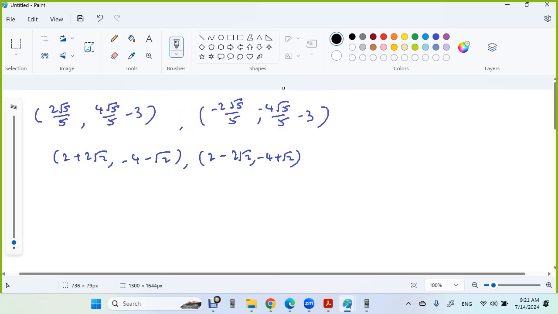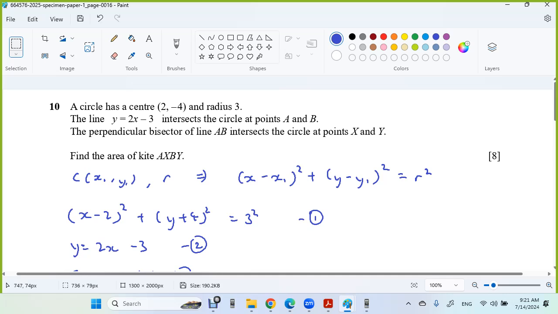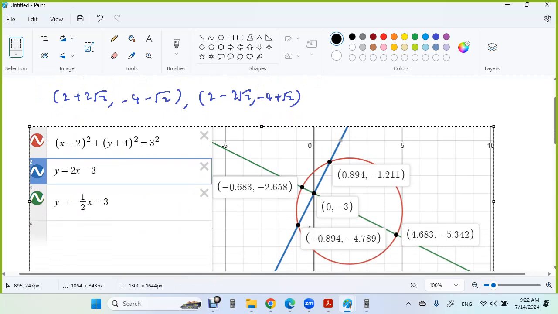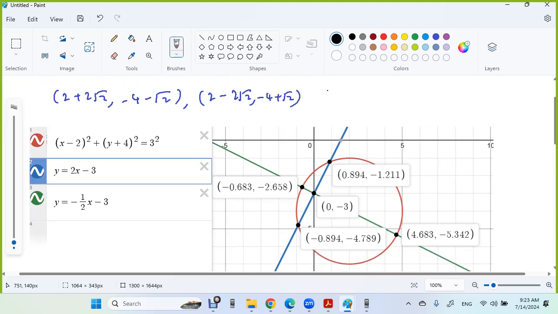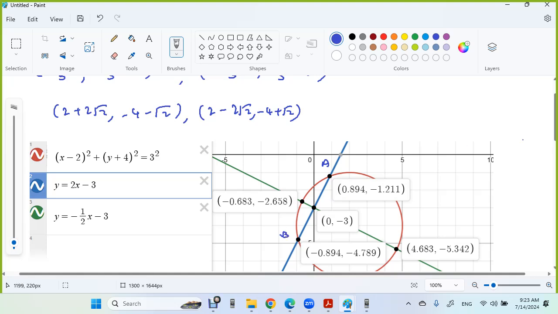So A, B, C, D. The question asks us to find the area of ABCD. No, the kite ABCD. So AB, XY. If we use the small to plot these points, then we have ABCD here. So let's say this is A, then this is B.